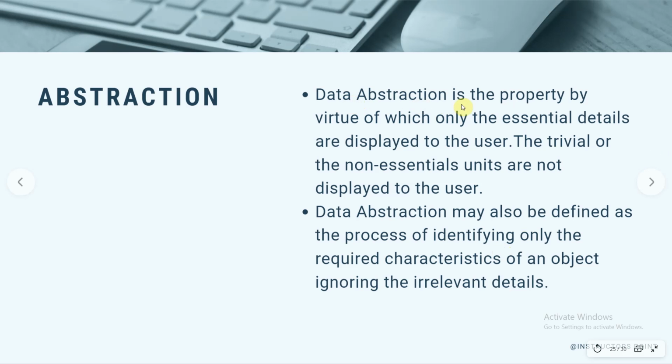Data abstraction is the property by virtue of which only the essential details are displayed to the user. The trivial or non-essential units are not displayed to the user. Data abstraction may also be defined as the process of identifying only the required characteristics of an object, ignoring the irrelevant details.